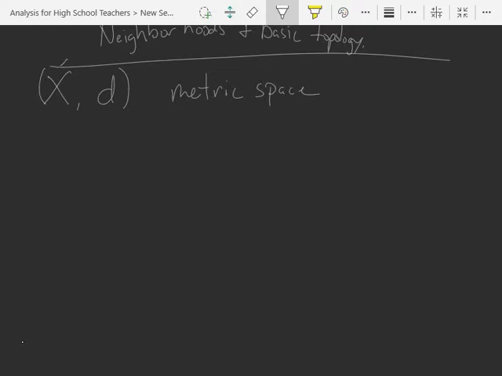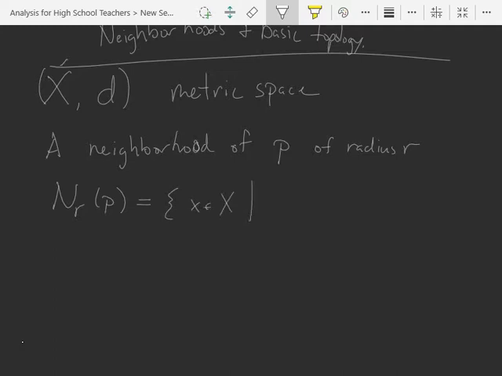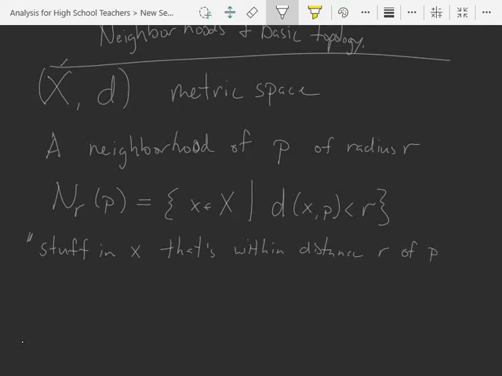So we start with a metric space, and then we have a neighborhood. A neighborhood is all of the points that live close to another point. So a neighborhood of P of radius r, and we're going to denote it N sub r of P. That's going to be the set of x in X such that the distance from x to P is strictly less than r. So this is stuff in X that's within distance r of P. Okay, so it's just what lives nearby to P.